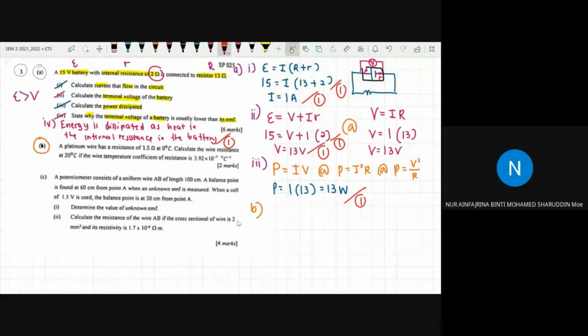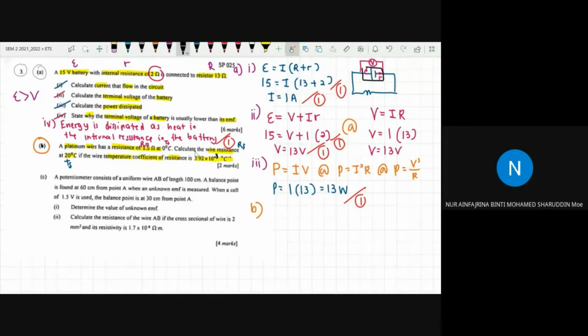Okay, dia cakap a platinum wire has a resistance of 1.5 ohm. Okay, at 0 degrees Celsius. So, maksudnya ini adalah dia punya initial temperature. So, ini adalah initial resistance dia juga. The question asks us to calculate the wire resistance at 20 degrees Celsius. So, waktu final dia. Okay, kita nak cari R final kita lah. If the wire temperature coefficient of resistance adalah 3.92 times 10 to power of -3 per degree Celsius.